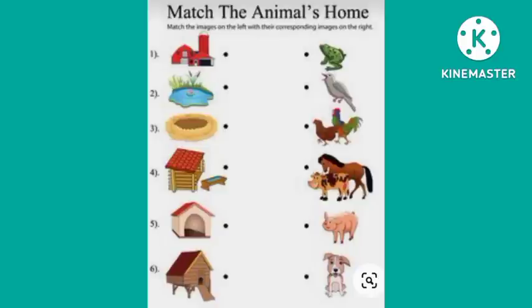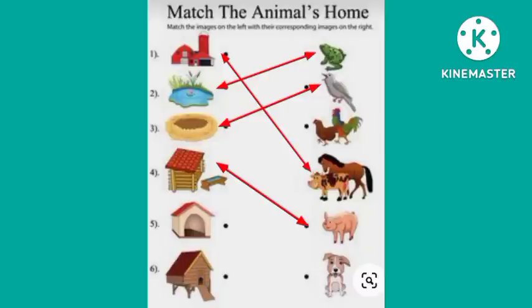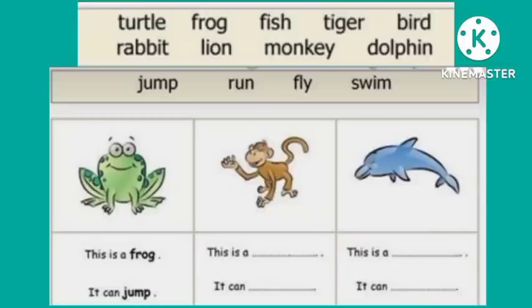Okay, I'm going to ask you to match the animal's home. Okay, the picture, there are six pictures. See number one, stable, stable for horse, and then number two, pond for frog, and then number three, nest, sarang burung, of course for bird, and then the next picture, pigsty for pig, and then kennel for dog, and the last one is chicken coop for chicken.